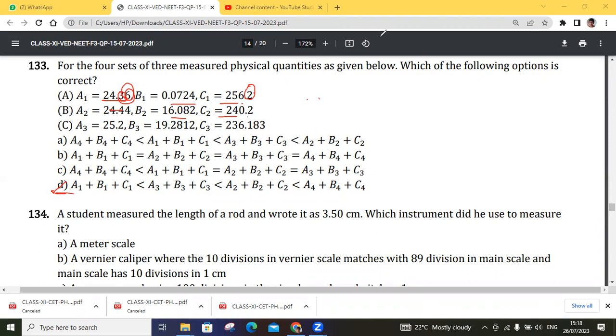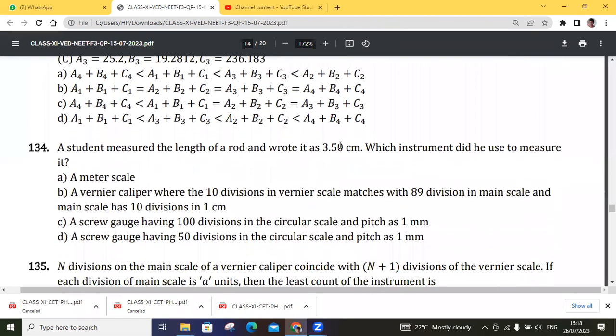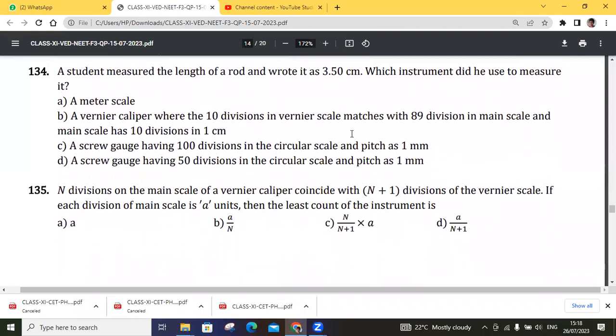Then 134, a student measures the length. So the least count is how much? 0.01 centimeter, and that comes in option B. This is our regular vernier caliper which has 0.01 centimeter least count. Its least count will be 1 by 100 mm, right? 0.01 mm, right?